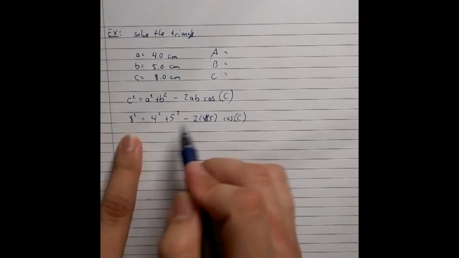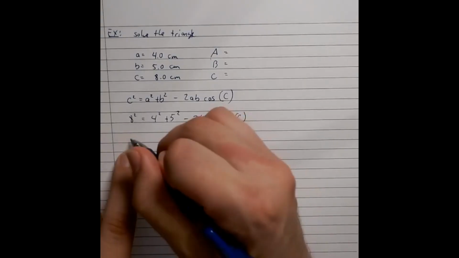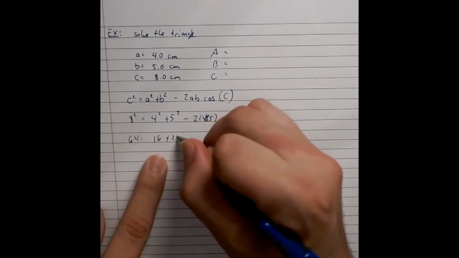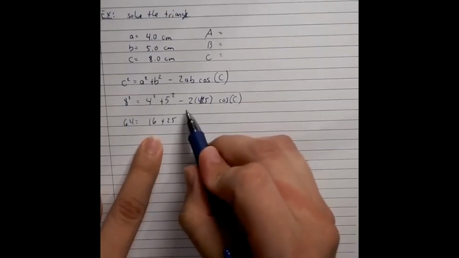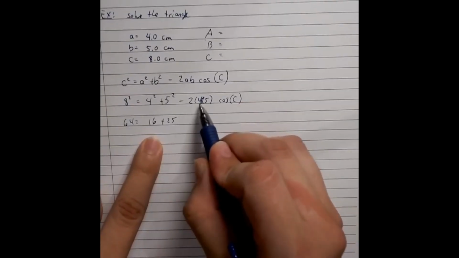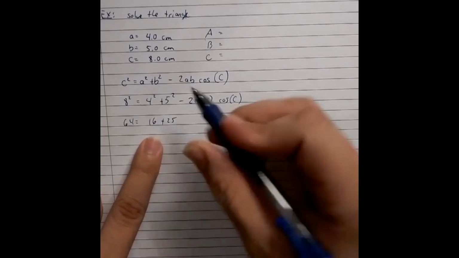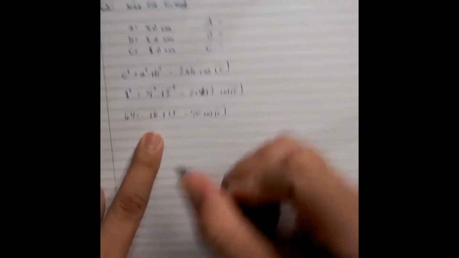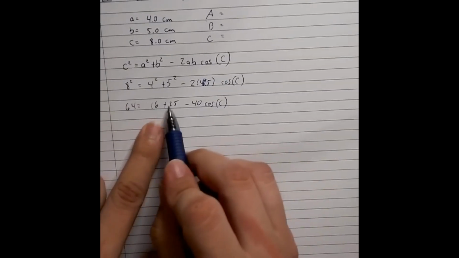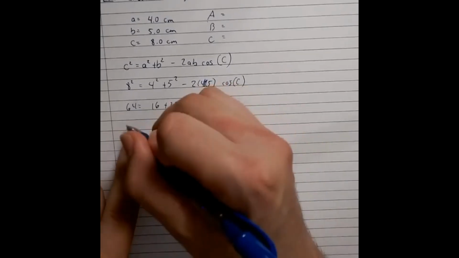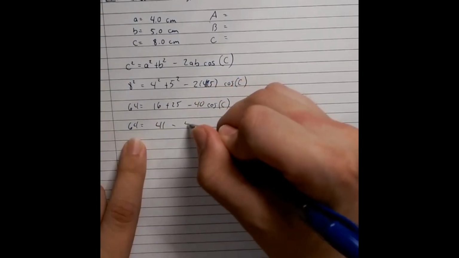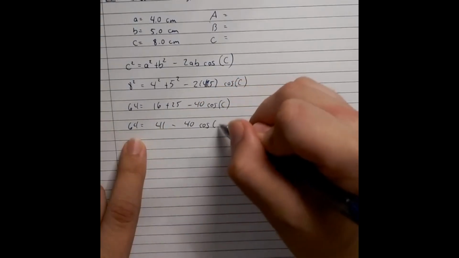We know these numbers. 8 squared is 64. 4 squared is 16, and 5 squared is 25. Negative 2 times 4 is negative 8. Negative 8 times 5 is negative 40. Cosine of the angle C. Here I could add these numbers together. That's 41. So 64 equals 41 minus 40 cosine of the angle C.